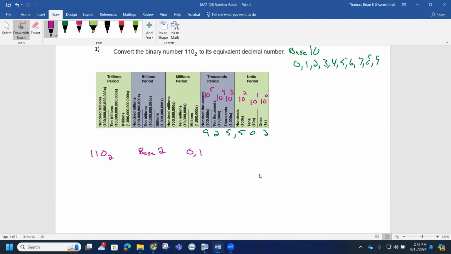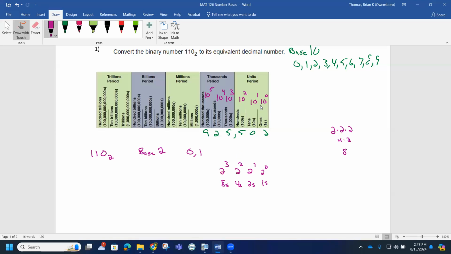So if we play this out, 2 to the 0 is what's referred to as the ones place. 2 to the power of 1 is the twos place. 2 to the power of 2, 2 squared, is actually 4. This is the 4s place. 2 to the power of 3 is 2 times 2 times 2, that's 4 times 2, which is 8. That's the 8s place.